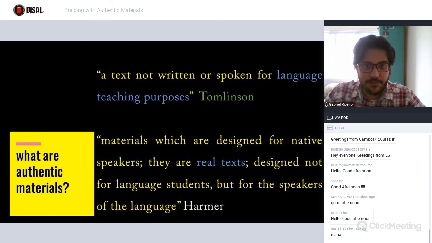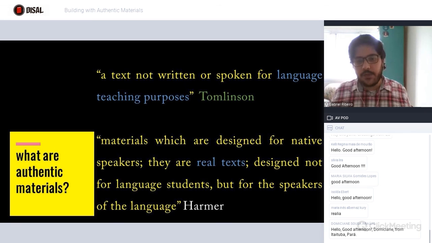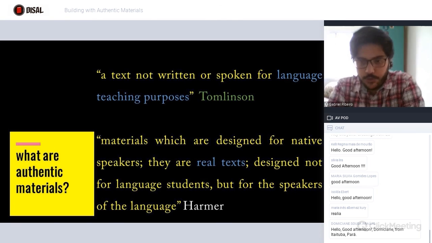There are many different definitions. I got these two because they are very close. Hello, Luciane, from Pará as well. A text not written or spoken for language teaching purposes, and materials which are designed for native speakers. So not for language students, but speakers of the language.